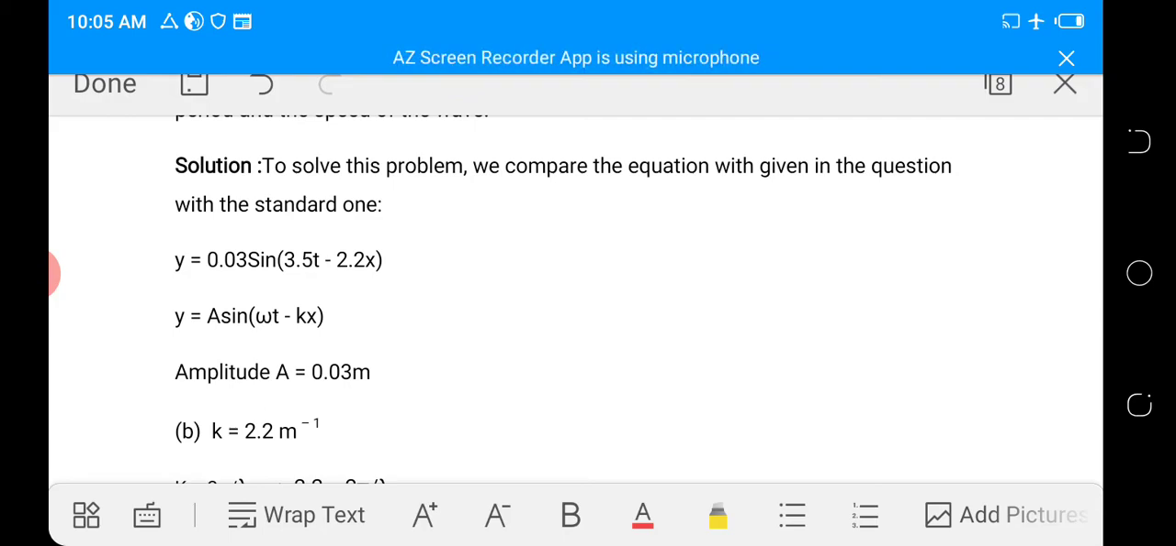Now if I compare these two equations, I will quickly see that the amplitude A is equal to 0.03. That answers question A. My amplitude is equal to 0.03 meter. I will choose meter because I was told in the question that y and x are measured in meters. If we were told that they are measured in centimeters, centimeter would be our unit for amplitude. But because we were told they are measured in meters, the unit of our amplitude is going to be meter. Let's move to B.